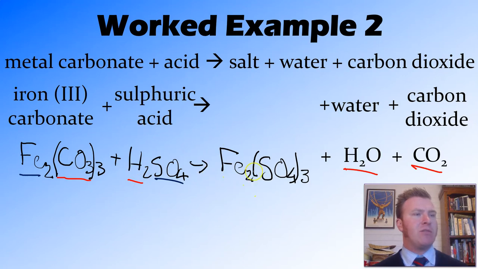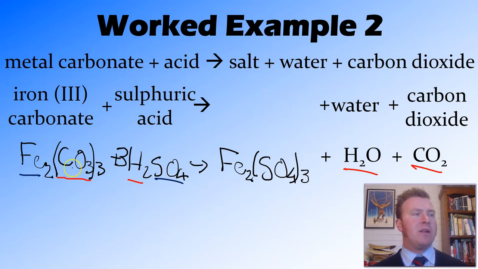Then we'll look at the ions. So on this side we've got 3 sulfate, and on this side we've only got 1 sulfate. So we're going to need some more sulfates here. So if I put in a 3, that'll give me now 3 sulfates. So that's all good. We'll now have a look at the non-metals.